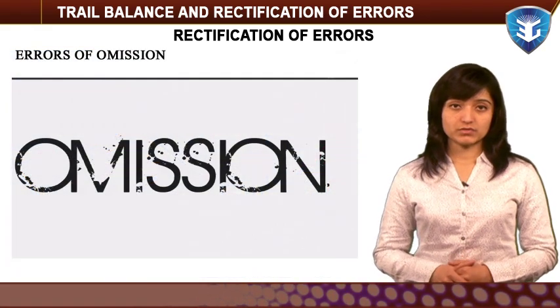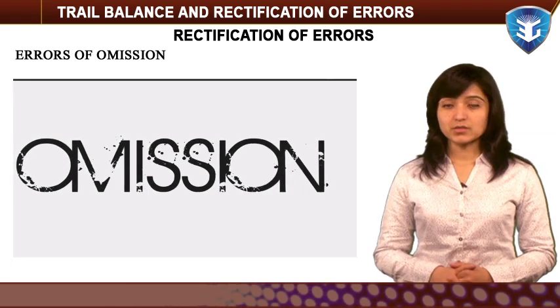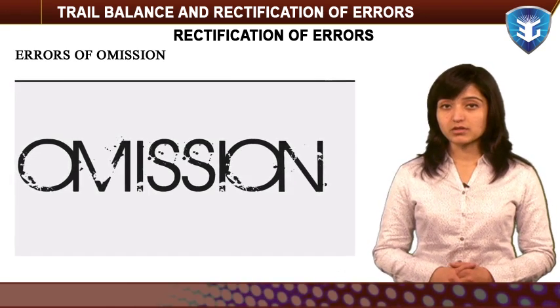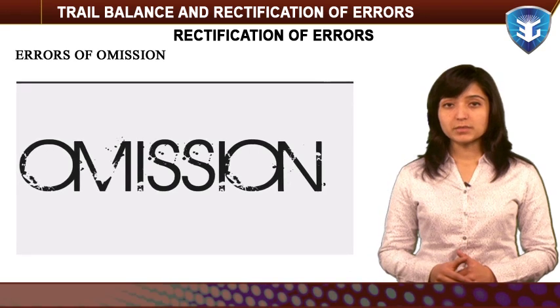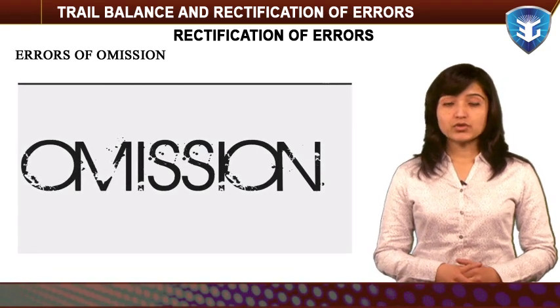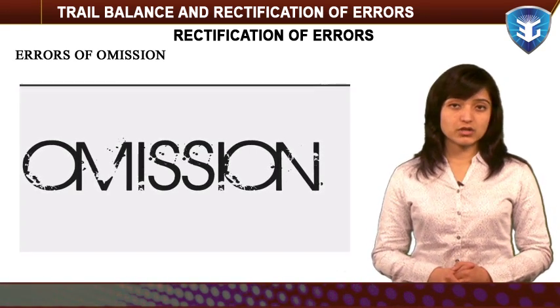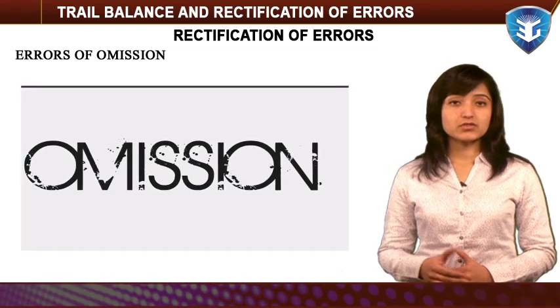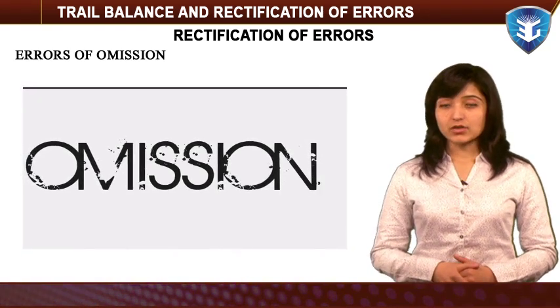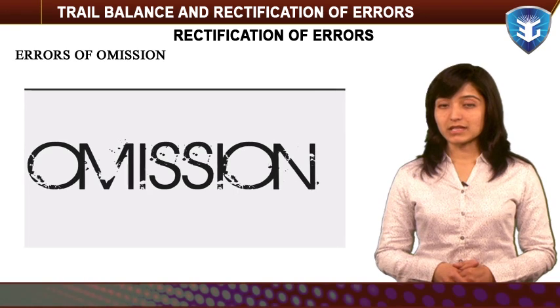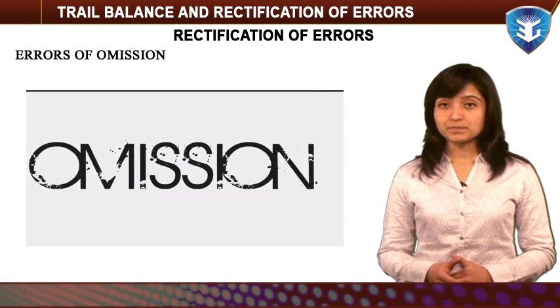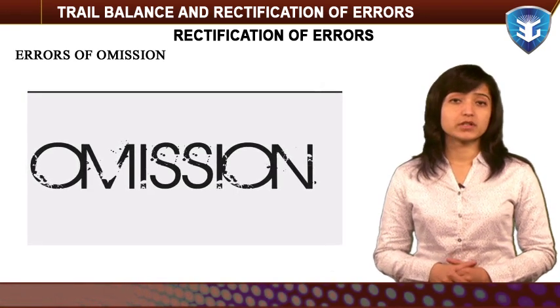Errors of omission. An error of omission arises when a transaction is not recorded in the books of accounts, either completely or partially. Errors of partial recording of a transaction are different from the errors of complete recording of a transaction, as the errors of partial recording result in an improper trial balance, but the errors of complete recording do not.